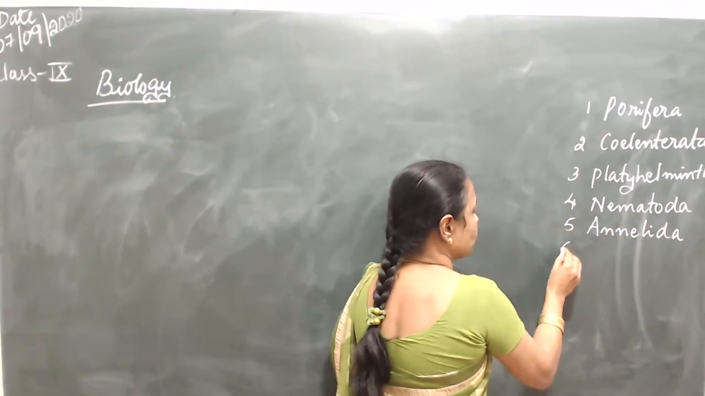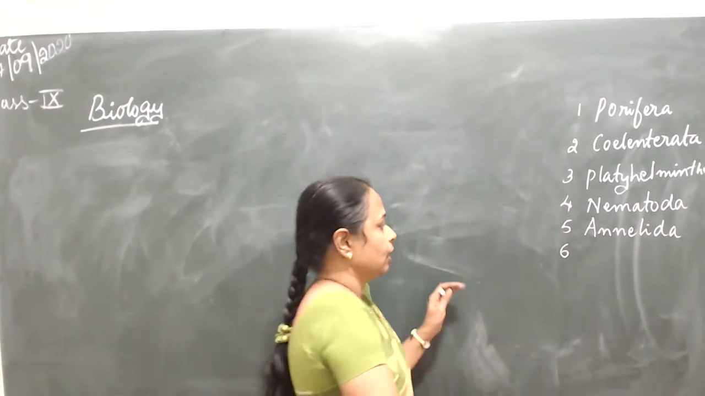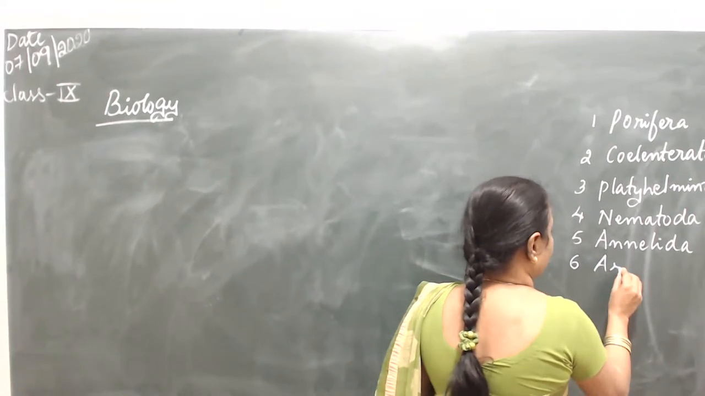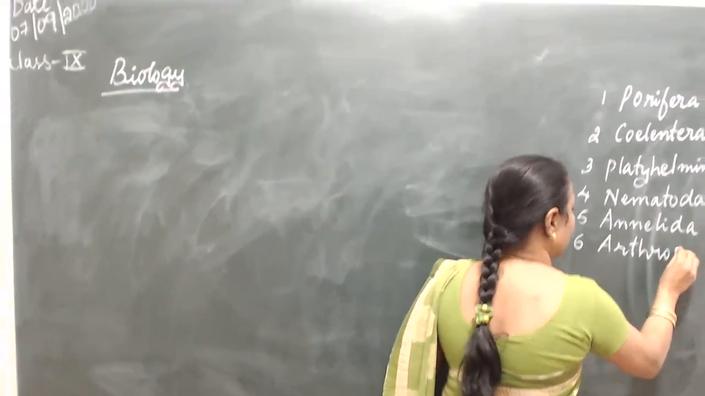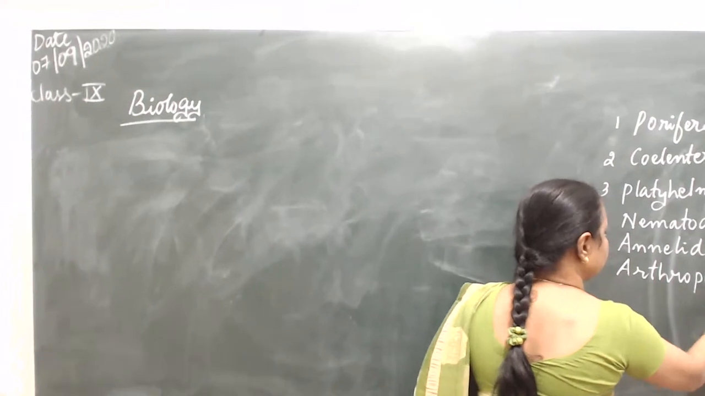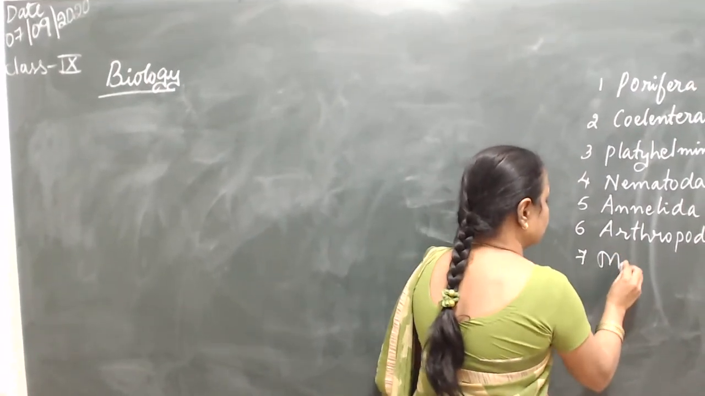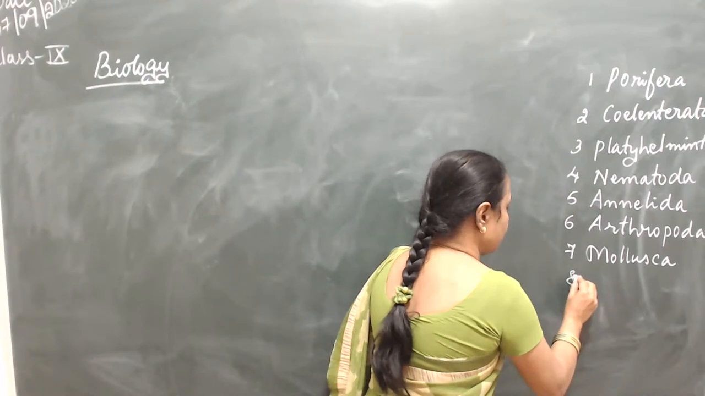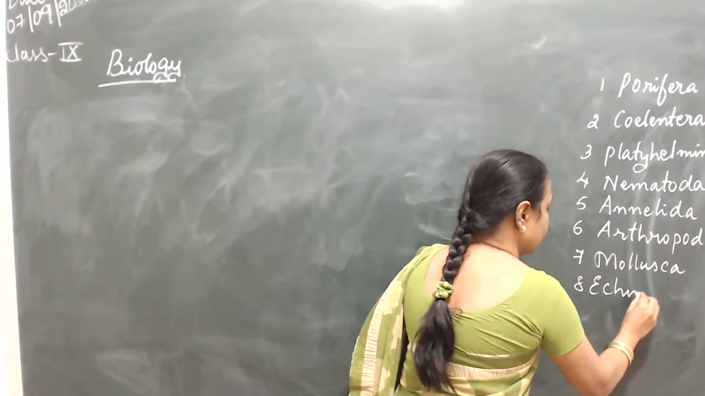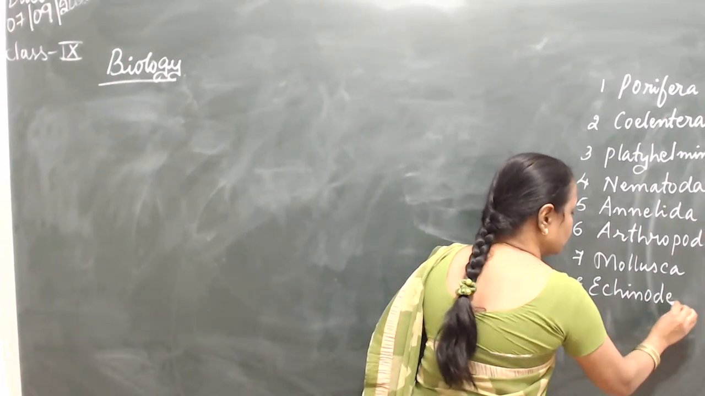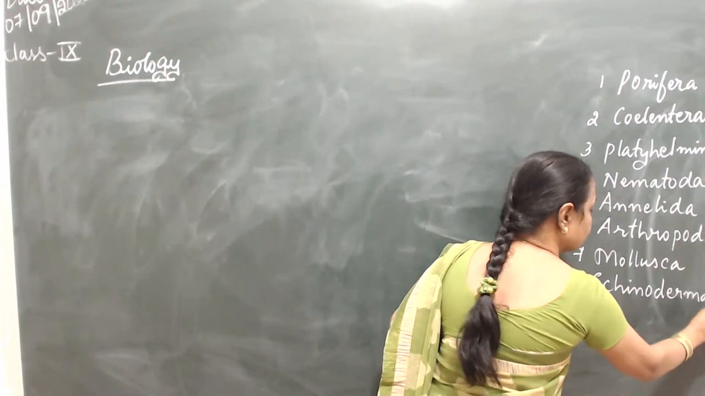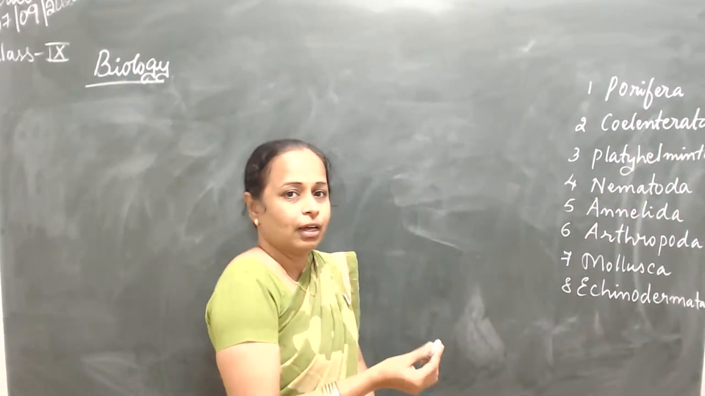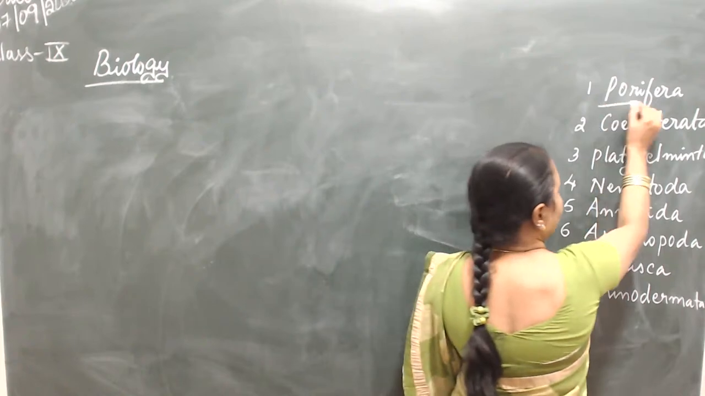Okay, let me mention all the eight phyla for you all. Phylum number six, Arthropoda. Seven, Mollusca. Eight, Echinodermata. Okay, so usually when I write the name of the phylum, I just give a break word for you.